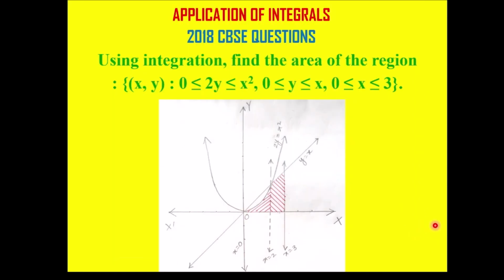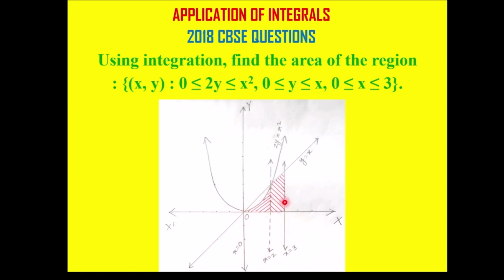So this is the next question, where this is the parabola that we have drawn, and this is a straight line, and the axis, in between 0 and 3. Here we have to take the point of intersection of this parabola and the straight line, and the points of intersection come out to be 0 and 2. So they intersect at the points x equal to 0 and x equal to 2.